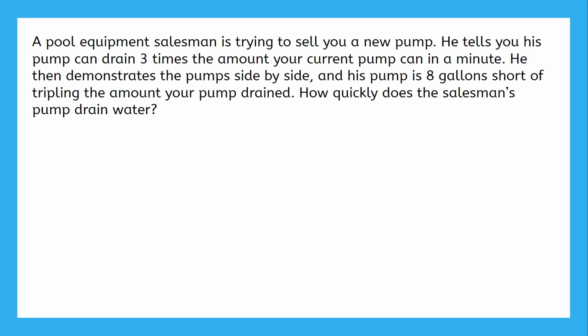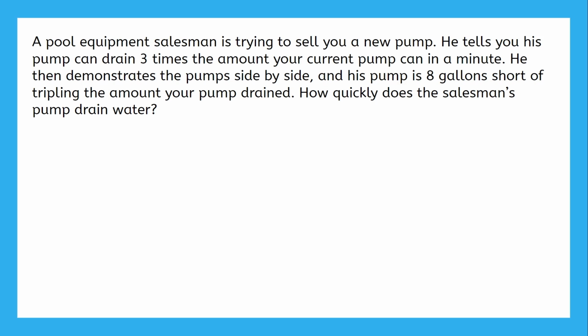Next up, a pool equipment salesman is trying to sell you a new pump. He tells you his pump can drain 3 times the amount your current pump can in a minute. He then demonstrates the pump side by side, and his pump is 8 gallons short of tripling the amount your pump drained. How quickly does the salesman's pump drain water?